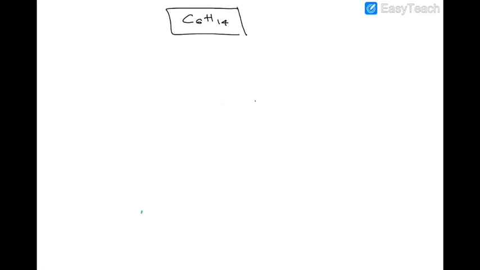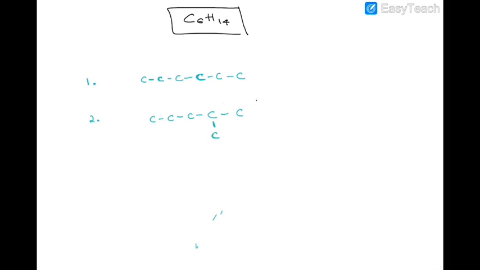So 6 carbons. Our first isomer will have 6 carbons, one after the other. Our second isomer will have 5 carbons, one after the other, and then 1 carbon can be put here, on the second carbon. And then we can have another one where you again have 5 carbons, but the branch is on the third carbon.